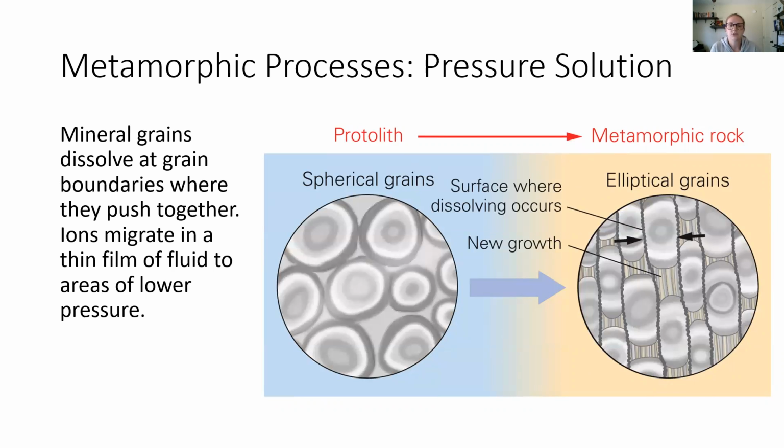Now you can also have a pressure solution. This is when, say you start with a spherical grain originally in the protolith, and then you put it under intense pressure, right? As those grains are put under pressure, especially if it's differential pressure, a lot of it coming in from two different directions, the inside of those minerals might stay the same, but the outside of those minerals are going to turn in what we call a pressure solution, where the surface undergoes a solid state solution, dissolving and migrating away, so that you end up with elliptical grains, right? So the inside of the grain doesn't change, but the outside of the grain undergoes that solid state solution, pressure solution process.